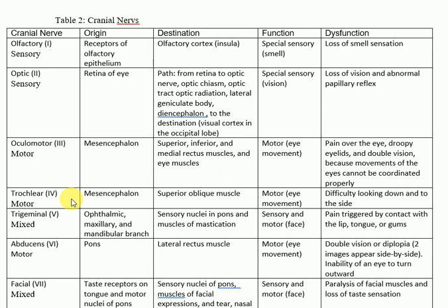Nerve number 4 is called trochlear nerve. Remember I told you oculomotor gives all the muscles of the eye minus 2. This is one of them. 4 is called trochlear. Why did you call it trochlear? Because there is one of the muscles in the eye. Let me tell you this. I know this is not 234. You will learn it in 234.